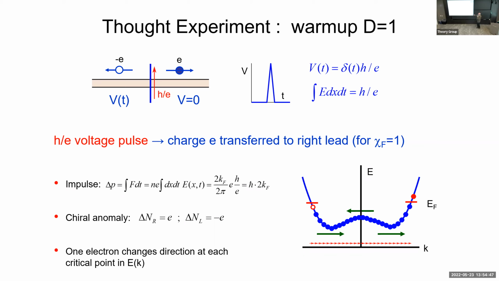Okay, so this explains this Landauer conductance. And you can see that it's related to the critical points, which is like thinking about the Euler characteristic in terms of Morse theory.